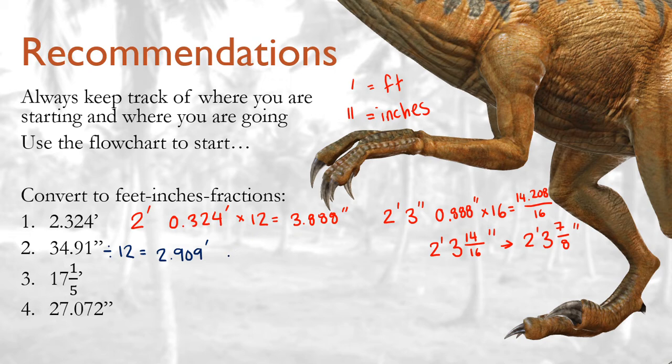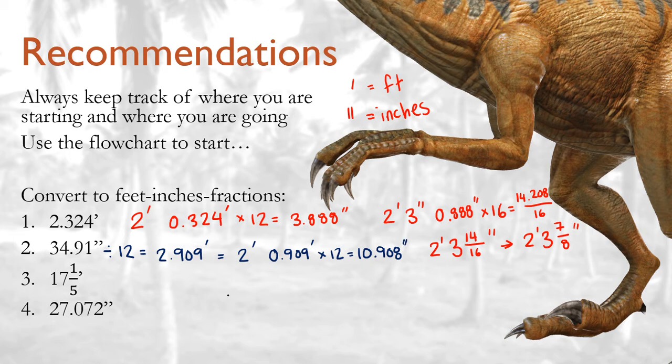So we know that we have 2 feet and 0.909 feet, which you are going to multiply by 12 to make inches. So I'm going back and forth. There are faster ways to do this. I don't know why. I'm trying for consistency here. And we get 10.908-ish inches.